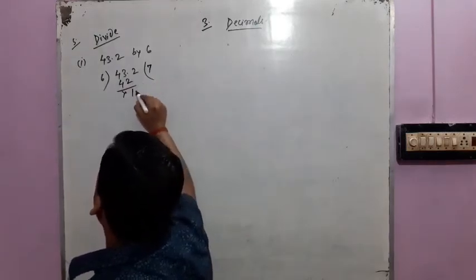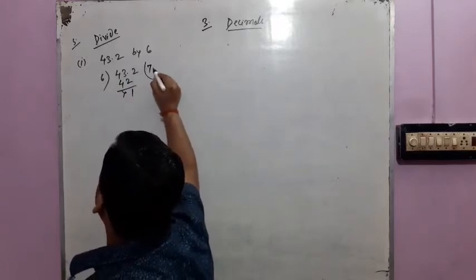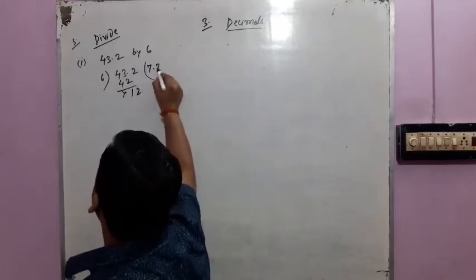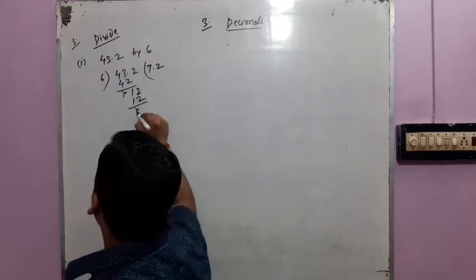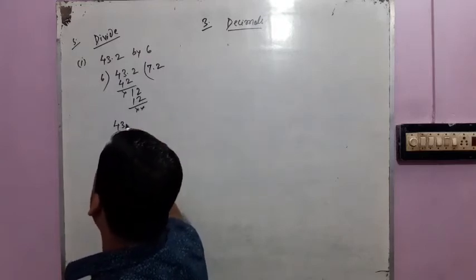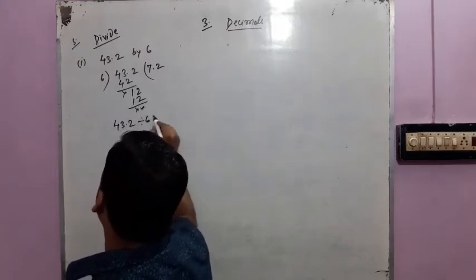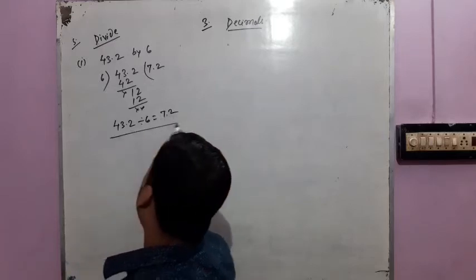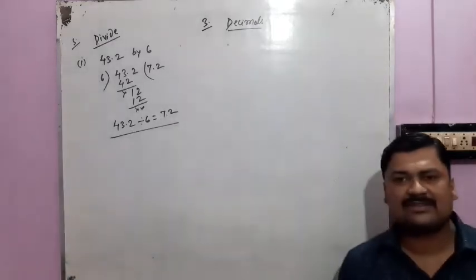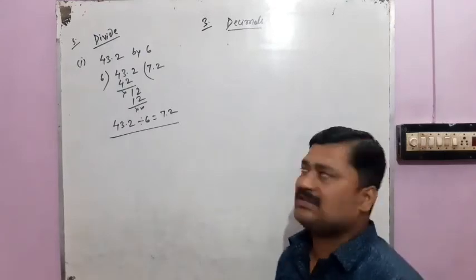Now when we are taking the digit after the decimal, we put a decimal here. What comes here? 2. 6 2s are 12. So when 43.2 is divided by 6, the result will be 7.2. Okay, very simple students. It's very simple to divide decimals.